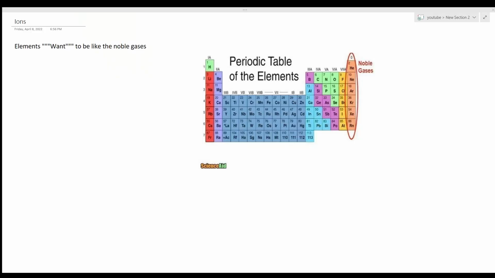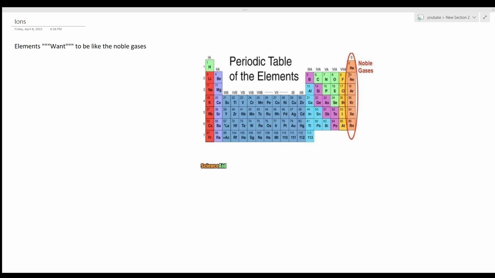All right, let's start with the idea of ions. So we need a little bit of background first. These group 8 elements over here, the ones in the very right hand column on the periodic table, have a name. They're called the noble gases. And they're called noble gases because they don't react. They are really unreactive. Okay, so helium, neon, argon, krypton, xenon, radon, they just don't form compounds, they don't react with other elements.